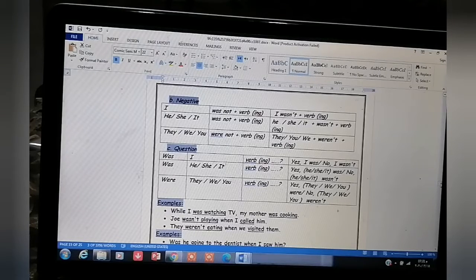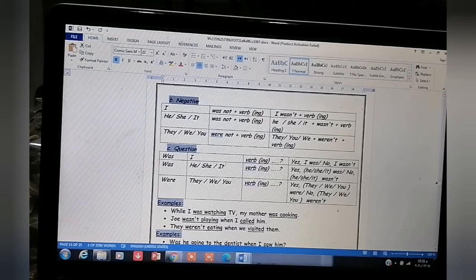Okay. Examples. Look at this one. While I was watching TV, my mother was cooking. We have these two actions which are parallel. Number 2, Joe wasn't playing when I called him. Note here, this is the use we talked about. They weren't eating when we visited them. Okay? We have examples also.